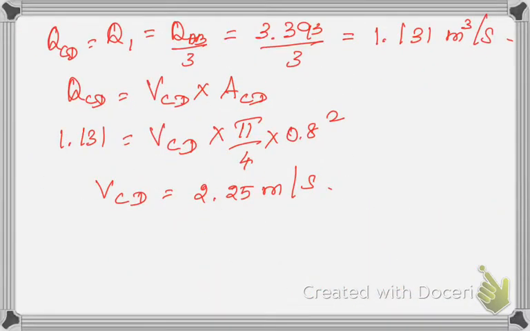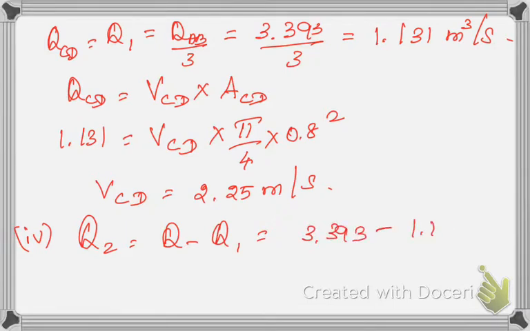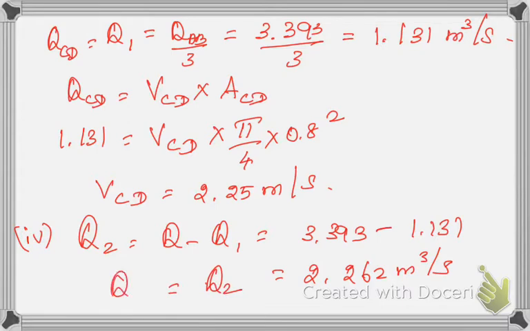So the fourth one, Q2 is equal to Q minus Q1, which is 3.393 minus 1.131, which is 2.262 meter cube per second. So this is Q2, or QCE, equal to 2.262 meter cube per second.